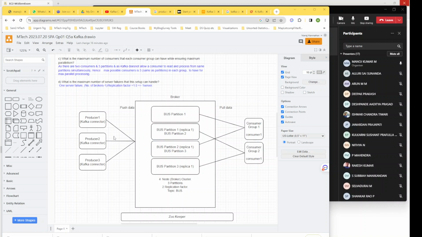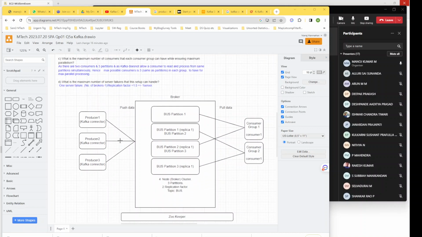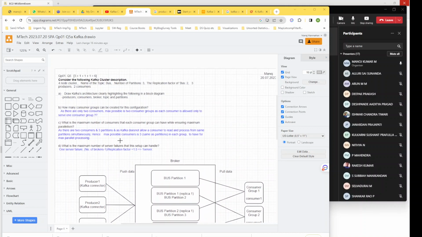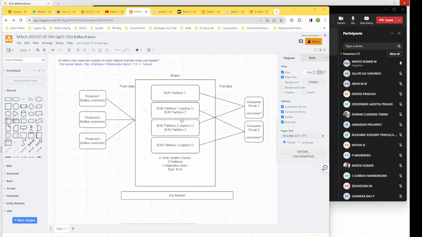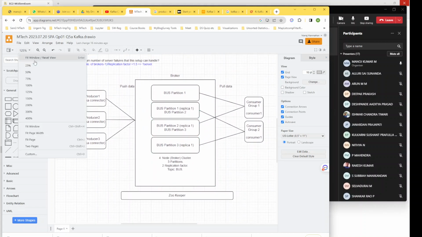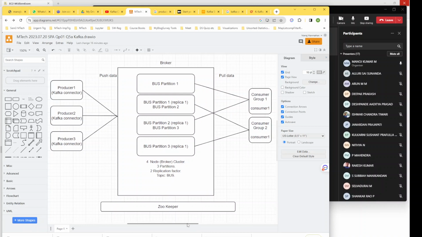Here there are three partitions: bus partition 1, replica 1, then bus partition 2, then bus partition 3. Come down below a little bit. They have mentioned 3 partitions.